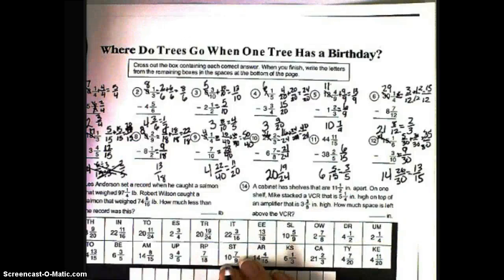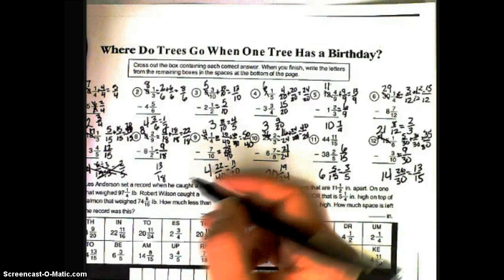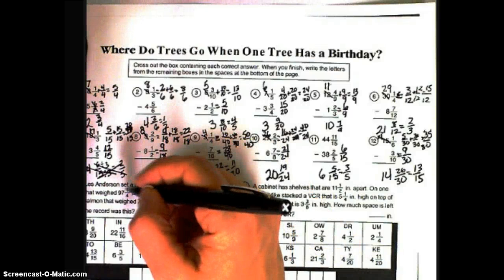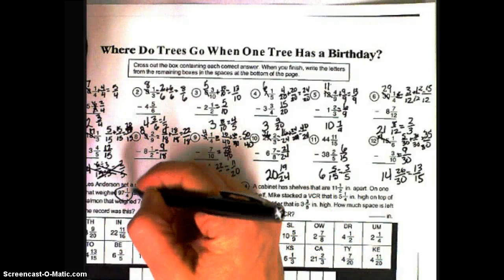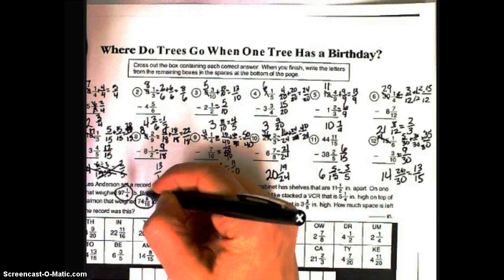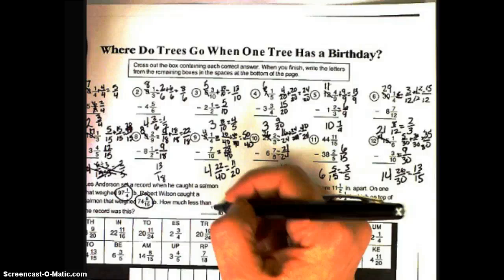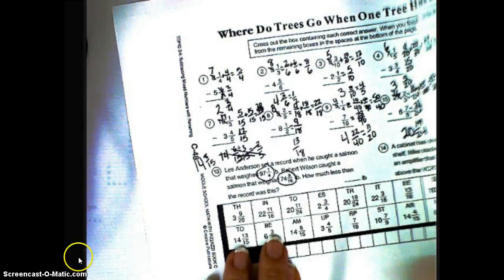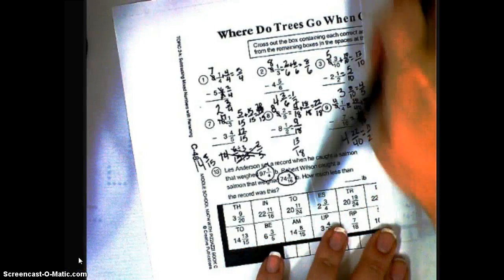Alright, now we've got some that are in the form of a word problem. So we're talking about salmon here. And 97 1/4 of a pound. And then somebody else caught one, 74 9/16. And it's asking how much less. I need a little room over here for some work, so I'm going to move it over here. In fact, I'm just going to fold it in half for now. I'm running out of room.